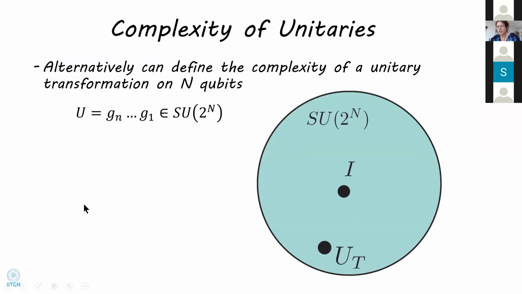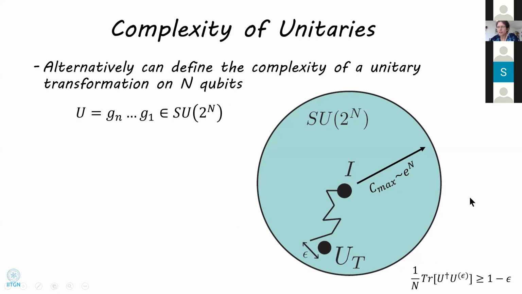Okay, so all this has been about the complexity of states. I can also define the complexity of unitary transformations between n qubits by a very similar definition. So basically, if I'm interested in a given target unitary, I'm going to ask the question, what is the minimal number of gates that I have to multiply by each other to get as close as I want to the target unitary, to a distance epsilon.